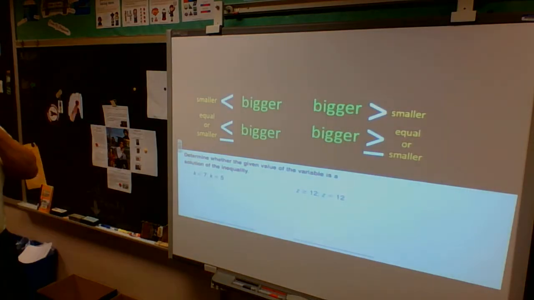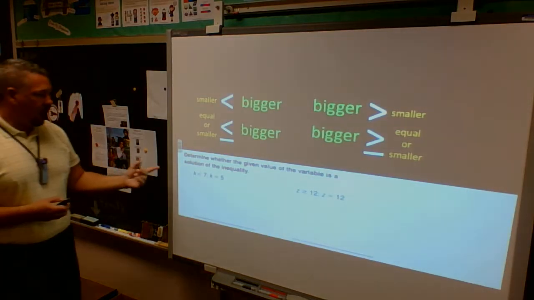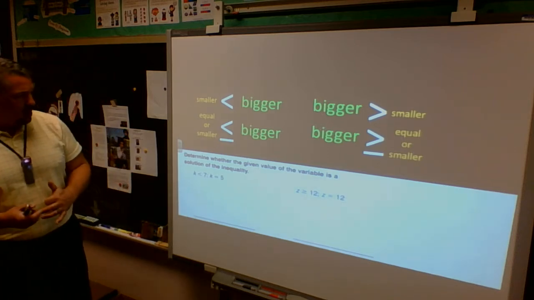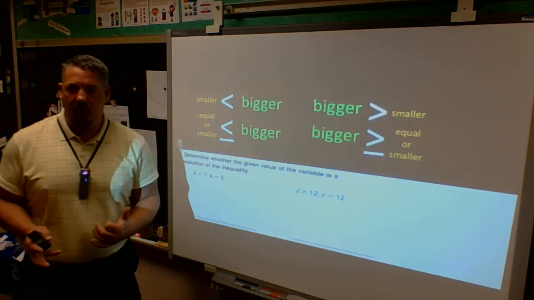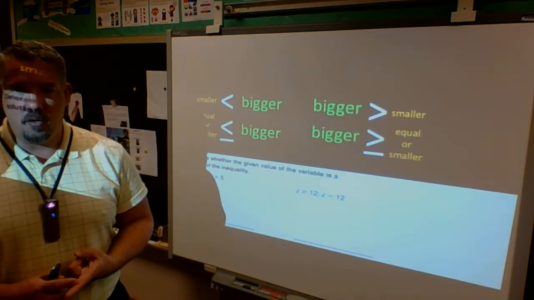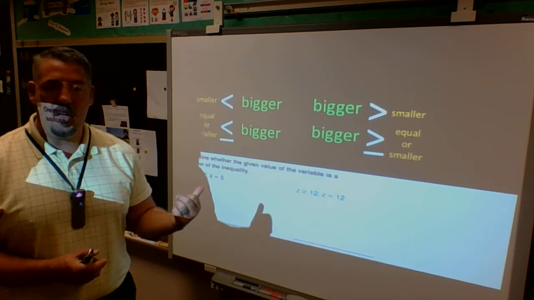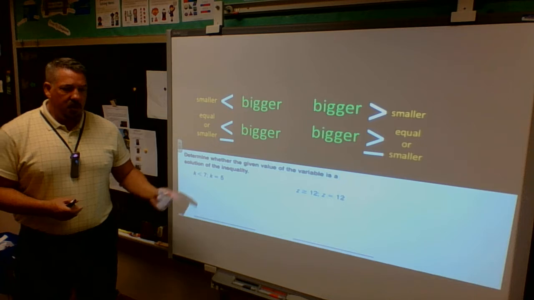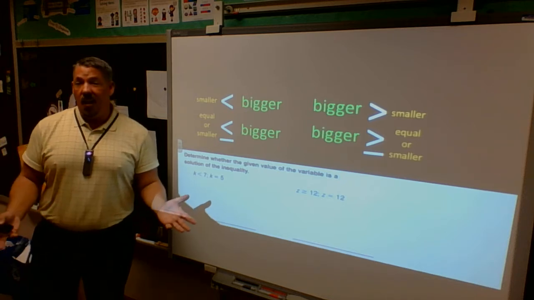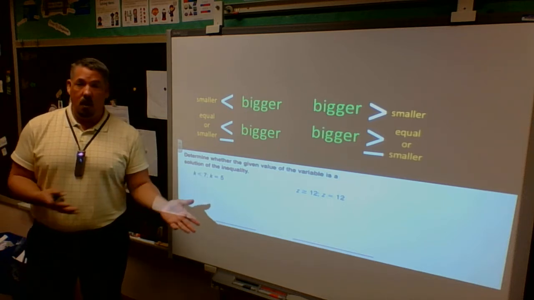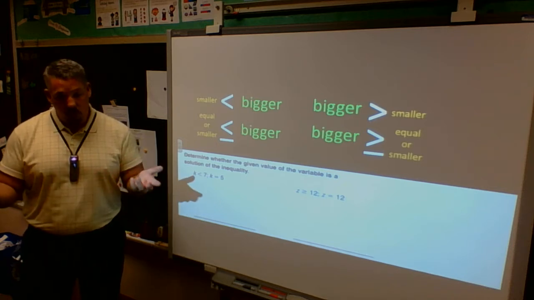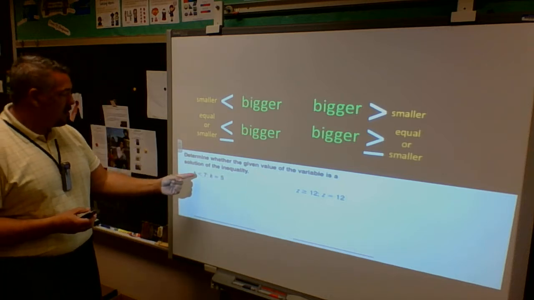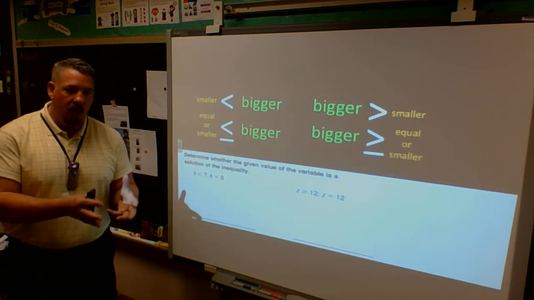So let's apply those to what we're talking about. This says, to determine whether the given value of the variable is a solution of the inequality. Some big fancy words. Variable, once again, it just means a letter. Any of your ABCs that are going to be in a math problem, that's your variable. Don't make it difficult. A solution, it just means can it be an answer? If it can't be an answer, then it's wrong, and that would be not a solution. If it can be an answer, then solution would be your answers. And an inequality means that I have these symbols, and it can be anything that would fit in and make this statement true.